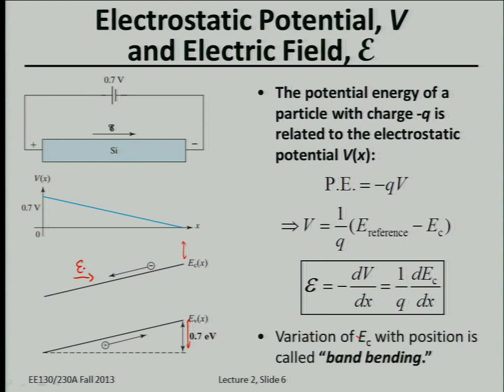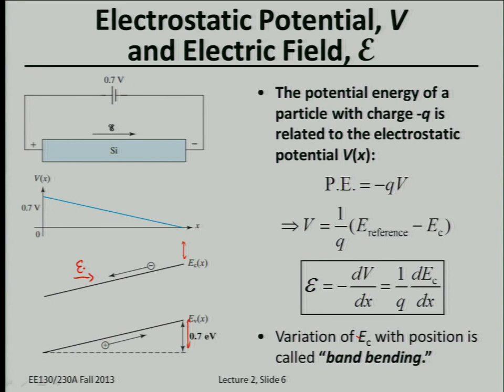We call this energy band bending, or simply band bending. If EC and EV are changing with position, then we refer to that as band bending, like the bands are not flat.